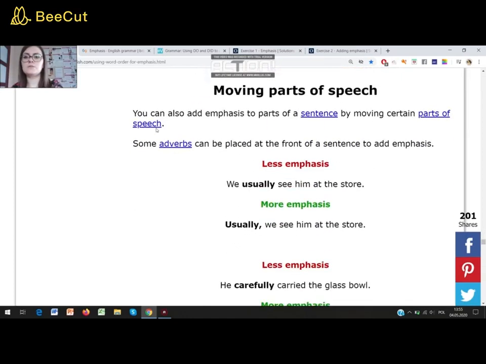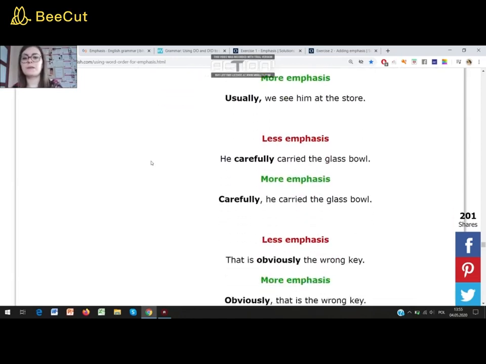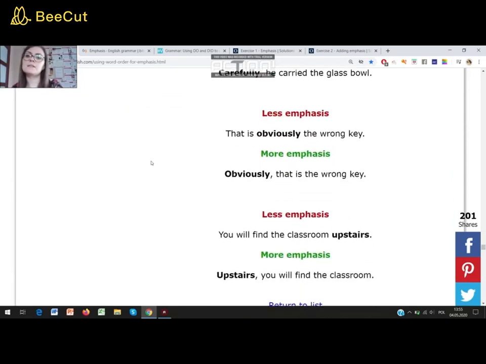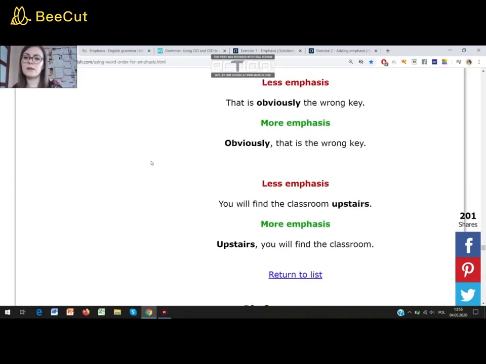And we can also move parts of speech to emphasize the sentence. For example, we usually see him at the store. And we can say, usually we see him at the store. Another one, he carefully carried the glass bowl. Carefully, he carried the glass bowl. Another one, that is obviously the wrong key. More emphasis in the sentence, obviously, that is the wrong key.